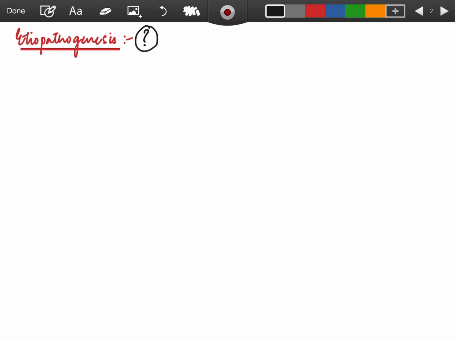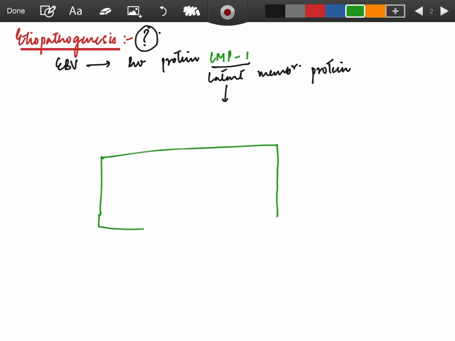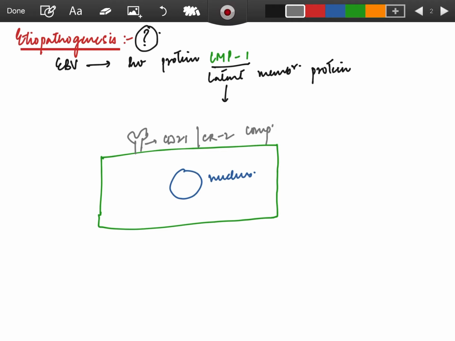So coming to the etiopathogenesis of Hodgkin lymphoma, as we know, Epstein-Barr virus can cause Hodgkin lymphoma. But how does it cause it? Because Epstein-Barr virus has a protein we call LMP, that stands for latent membrane protein. So what does it cause? Now we have the B cell in our body. We have two types of lymphocytes, B cells and T cells. So this is a B cell, and this is a receptor called the CD21 CR2 receptor present on a B cell. This stands for complement receptor type 2.